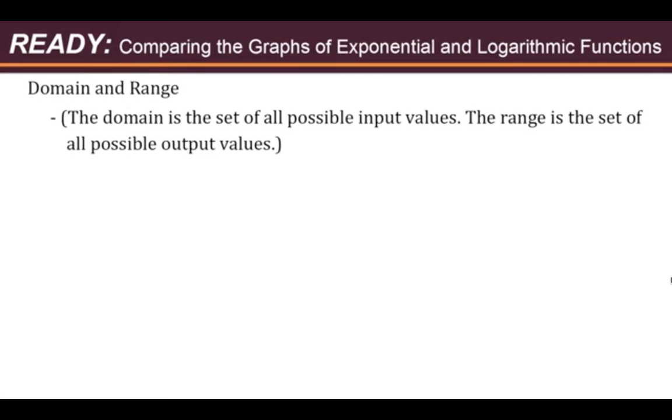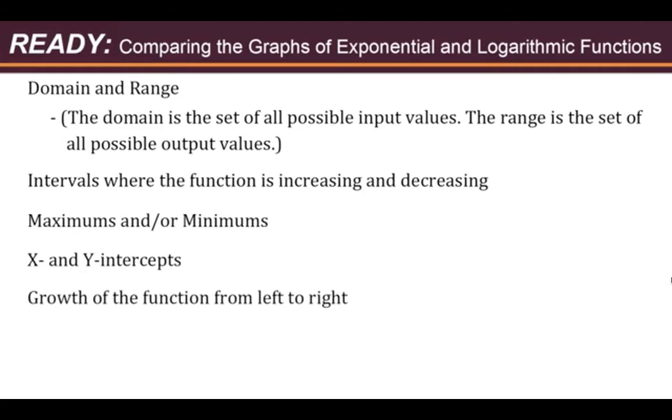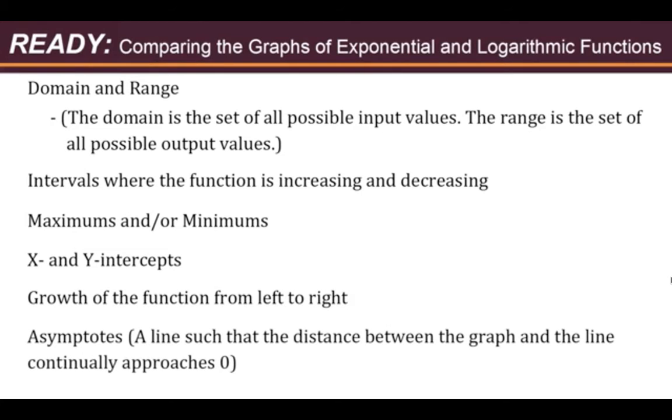Domain and range. The domain is the set of all possible input values, and the range is the set of all possible output values. Intervals where the function is increasing and decreasing. Maximums and/or minimums. X and y intercepts. Growth of the function from left to right. And asymptotes, a line such that the distance between the graph and the line continually approaches zero.